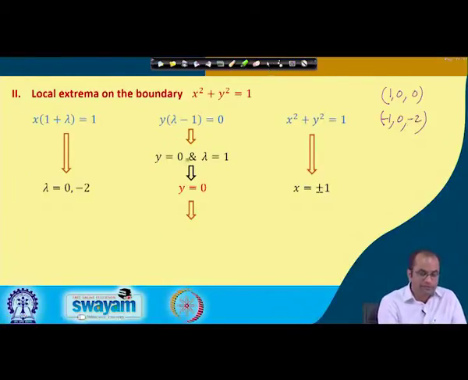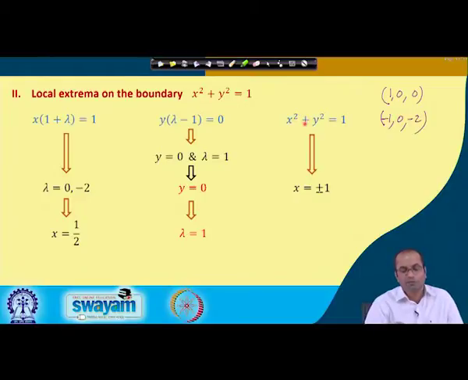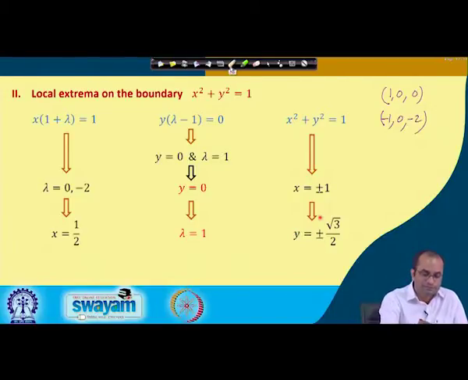Now, we have another possibility, that lambda is equal to 1. When lambda is equal to 1, we can get x from the first equation: x has to be 1 half to satisfy this equation. So, we have x equal to 1 half and lambda equal to 1, and since x is 1 half, from the constraint we can get y. So, y square is 1 minus 1 by 4, so we get y equal to plus minus root 3 by 2. So, we got another points here.